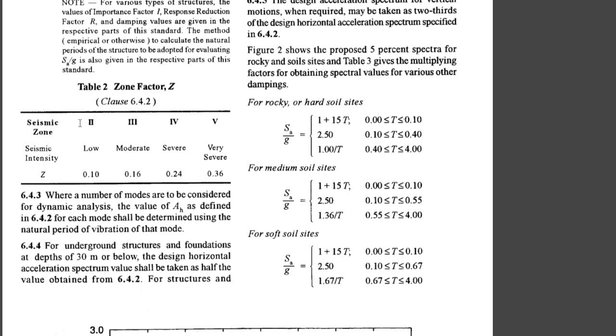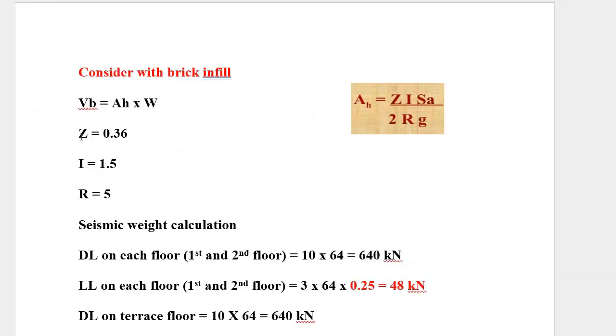So I should check this row. So it lies, zone 5 is this one. So zone 5 value is 0.36. So Z value is 0.36. So I have considered 0.36 in the calculation. Okay. Next, how did I take I as 1.5?